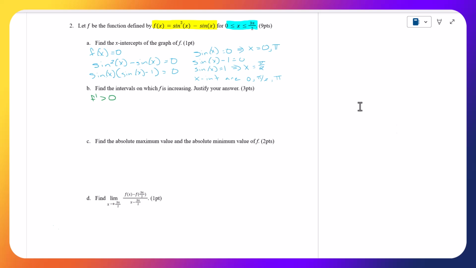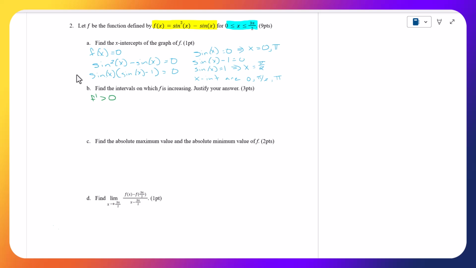Looking at my two functions here, I have my original function, sine squared x minus sine x, and I also have my factored version, which is sine of x times sine of x minus 1. The one I highlighted in yellow is going to be easier to take the derivative of than the bottom one, because I don't want to use the product rule if I don't have to. So I'm going to do the derivative of the top one, although it should give you the same answer.